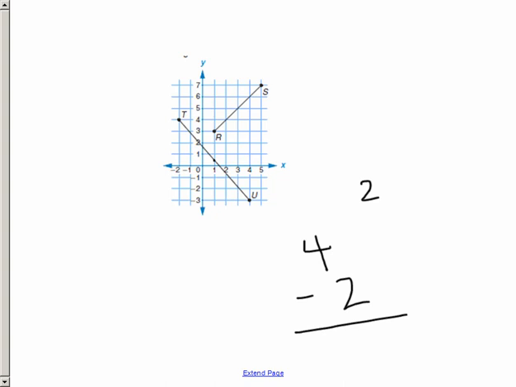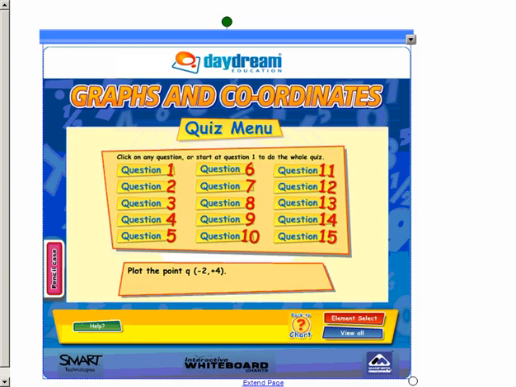So I wanted to give you a couple of examples. On this last slide, hopefully you're going to be able to take this quick quiz, clicking on question 1 and going through the quiz to question 15. So remember to think mathematically, and I will see you in class.